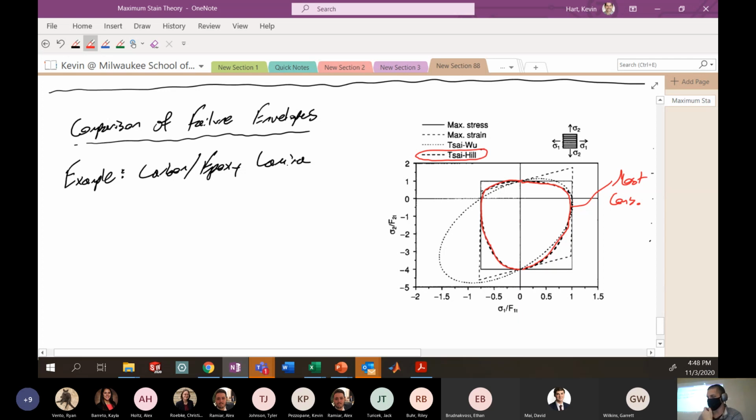Generally, but not always the least conservative, is the Sciwoo theory. So here's your Sciwoo theory. And here we got this big old thing, all the way out here in this compressive area. Though it comes on the inside of Psi-Hill at some points. So it just kind of depends which one's going to be most or least conservative.